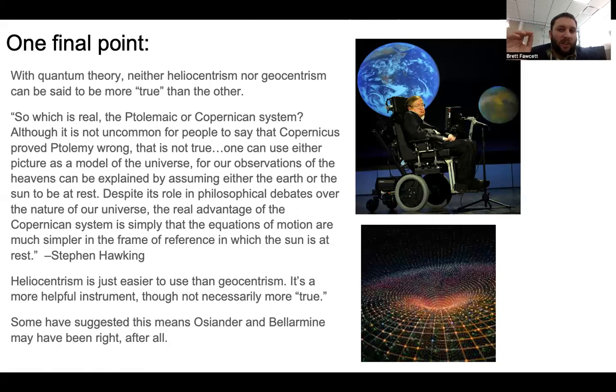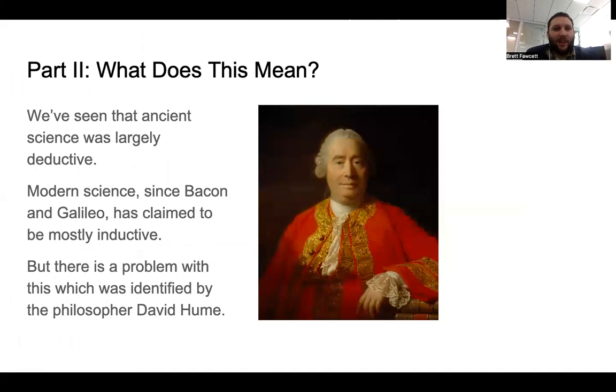And some would suggest that that indicates that maybe Osiander and Bellarmine were right. So having established all of that, what does all this mean for philosophy of science and for classical education? So we've seen that ancient science was largely deductive. Modern science, since Bacon and Galileo, has kind of claimed to be more inductive.